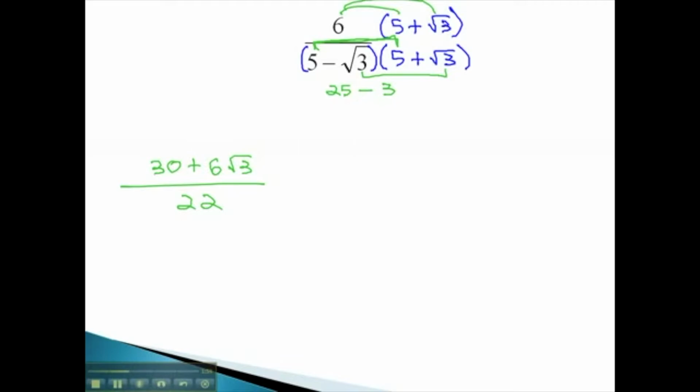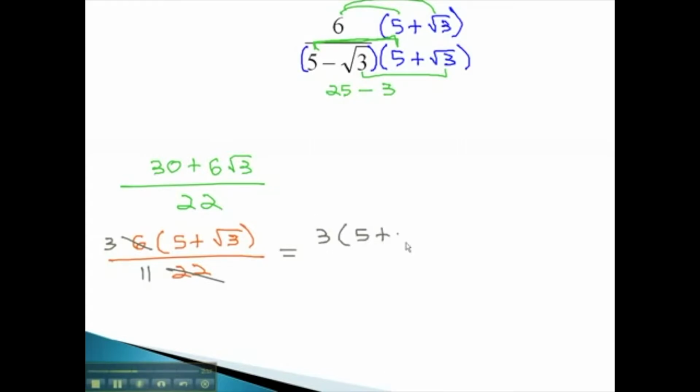Before we're allowed to reduce this fraction, we must first factor the numerator. Factoring out a 6, we're left with 5 plus the square root of 3 over 22. And now we can reduce the 6 and 22, because they're factors, by dividing by 2, leaving behind 3 and 11. So for our final answer, we have 3 times 5 plus the square root of 3 over 11. You could also distribute the 3 through in the numerator and get the same equivalent solution.